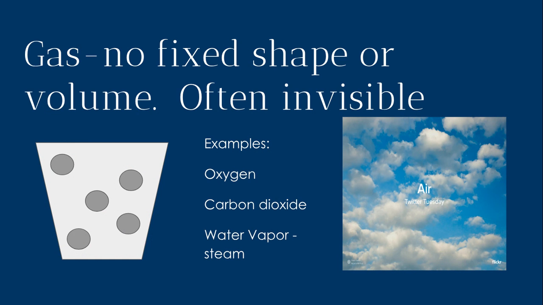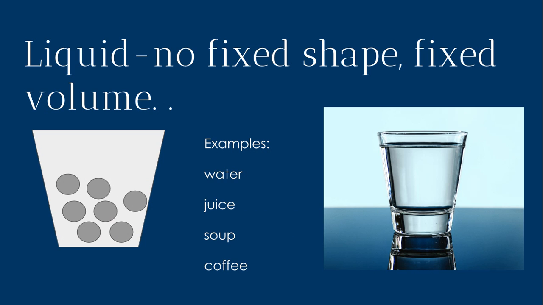So gas has no fixed shape or volume, and it's often invisible. Air is an example of a gas, as are oxygen, carbon dioxide, and water vapor or steam. Liquid has no fixed shape, but it does have a fixed volume. Some examples of liquid include water, juice, soup, or coffee.